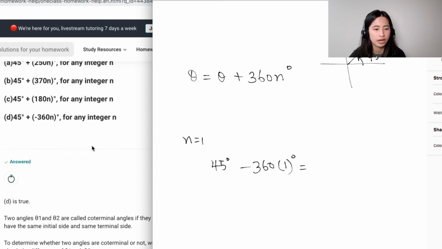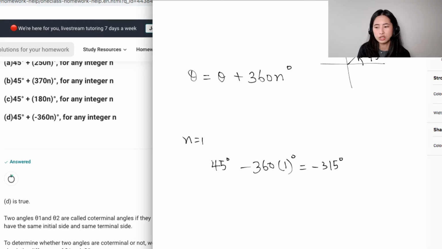And how did I know that? Well, if you look at this, right, it says negative 360n. So this is going to be 45 minus 360. So you're supposed to get negative 315 degrees, right? So that's our angle. And then if you look at this, what are we supposed to do?